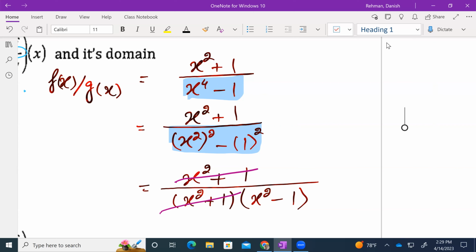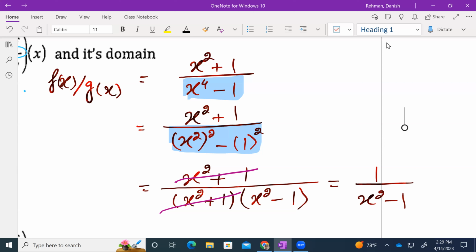2 by 2 is a 1, 3 by 3 is a 1. Anything when you divide it with the same thing turns out to be a 1. And 1 times anything will result in the same function or expression. And that's going to be 1 over x square minus 1.